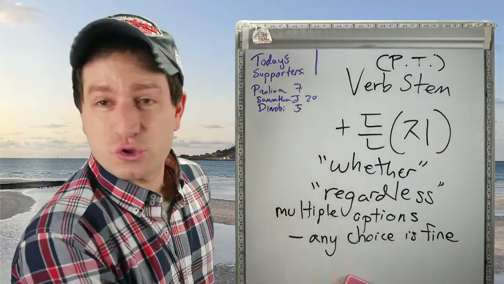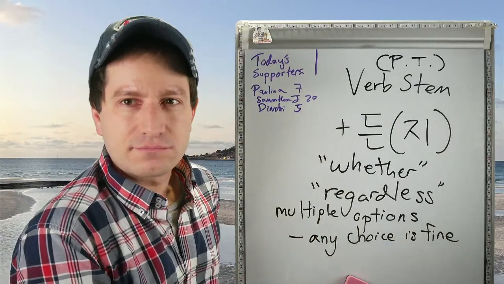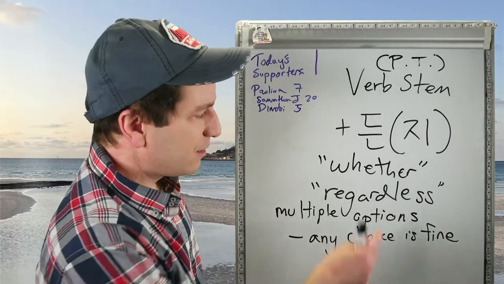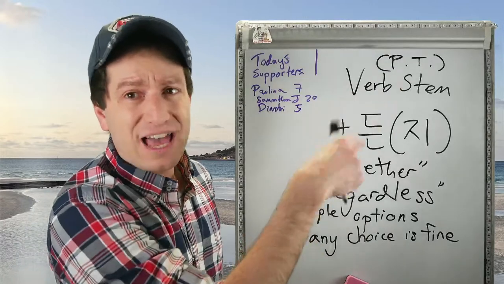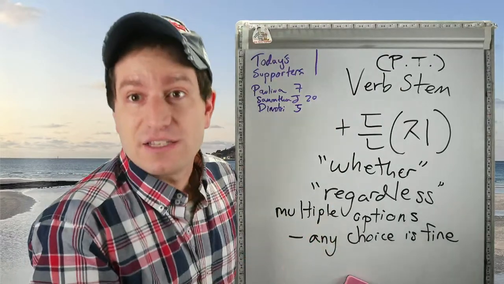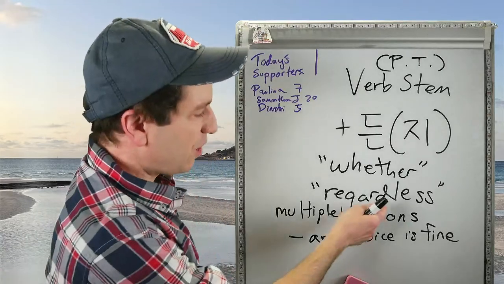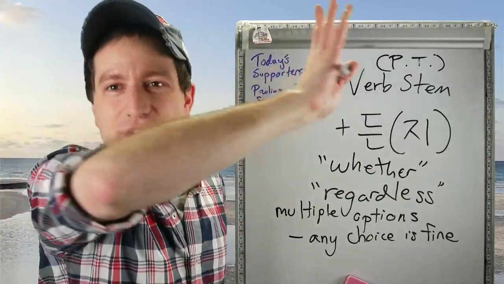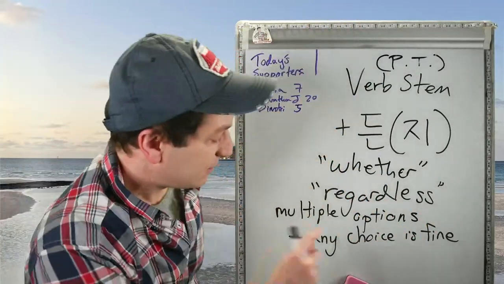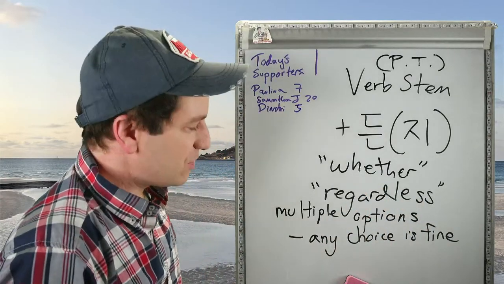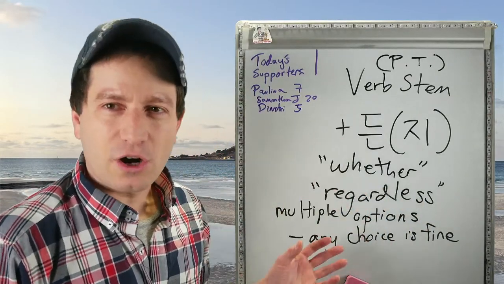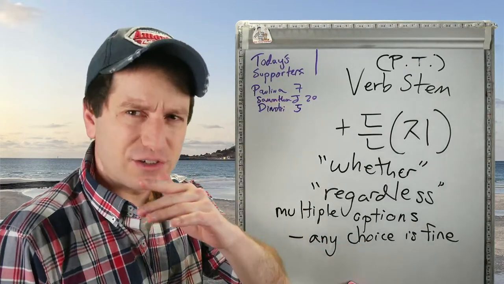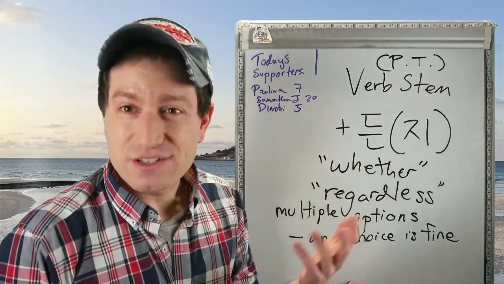And that any of those choices is fine. In fact, you don't care. There are multiple things and any choice is fine. So whether you do that or you do that, it doesn't matter, is what it implies. Regardless of whether you do something or don't do that, or whether it's this or that, it doesn't matter. Any choice is fine. So that's what this form is used for. It's for expressing whether or regardless, when any of the choices that you have is okay. You're not preferring one. You're just saying whatever, either that or that is okay.